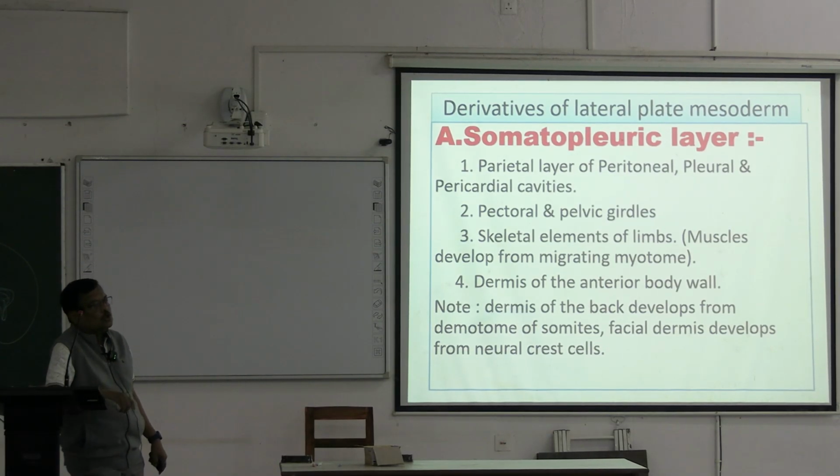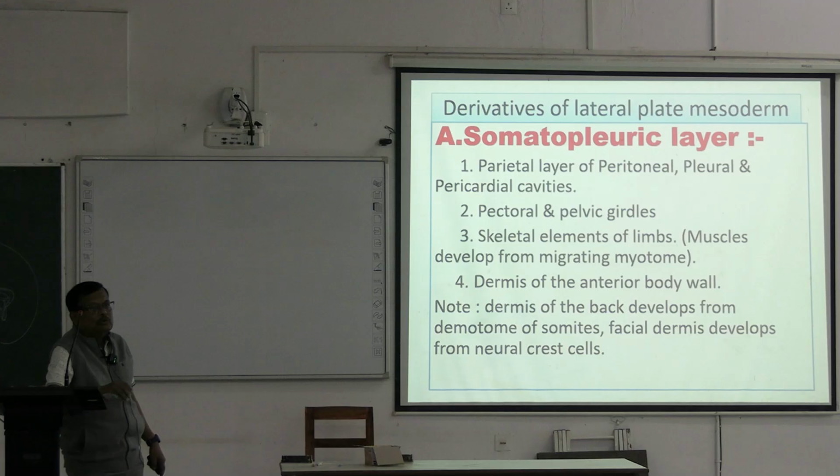Important for MCQ and short questions: what are the derivatives of the somatopleuric layer of the lateral plate mesoderm? Intraembryonic mesoderm has three parts: paraxial, intermediate and lateral plate mesoderm. Lateral plate mesoderm is again divided by the intraembryonic coelom into the dorsal somatopleuric layer and the ventral splanchnopleuric layer. From the somatopleuric layer develop the parietal layer of the peritoneal, pleural and pericardial cavities.